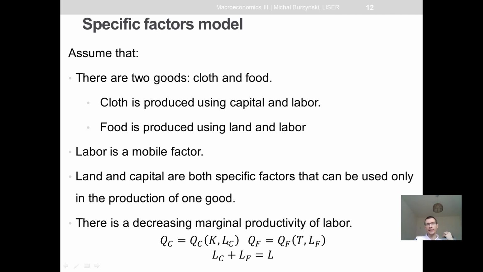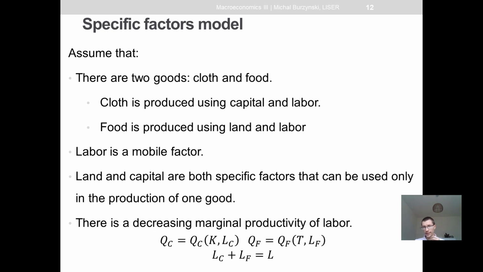And we assume that, of course, the production function in both sectors is increasing in both factors, but there are decreasing marginal productivities of labor in both sectors. What does it mean? It simply means that the more labor you put into the production of either of the goods, the relatively less productive it is. I hope that you are familiar with the notion of decreasing marginal productivity.